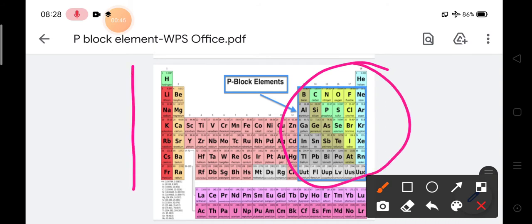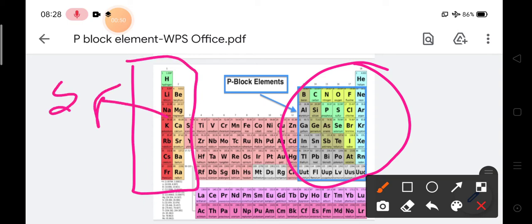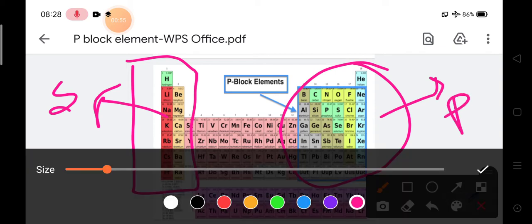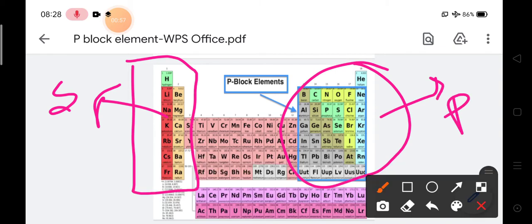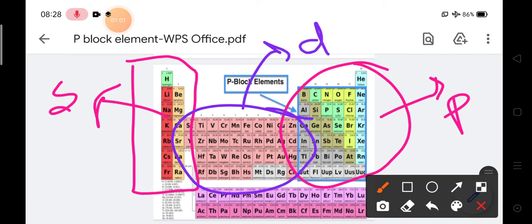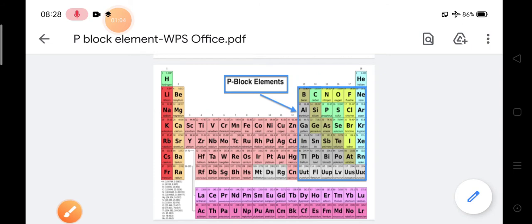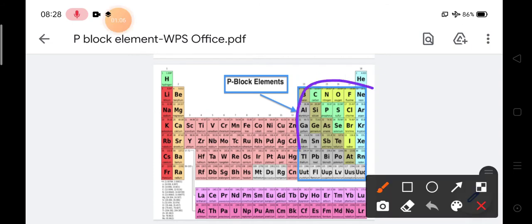In the last class, we have seen that this is called the S block element, and this is called the P block element. And in the middle, this part is being called the D block element. Okay, so right now, what will we be dealing with? We will deal with this part. This is called the P block elements.